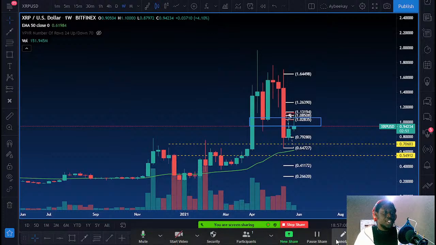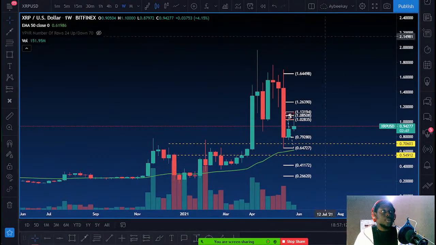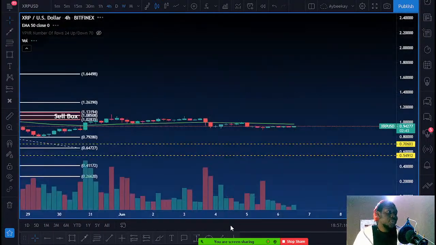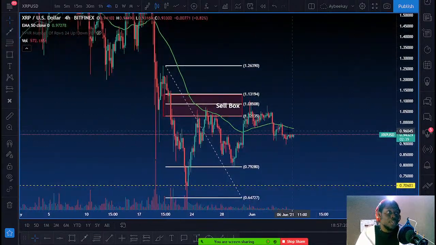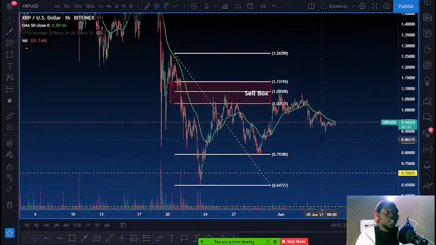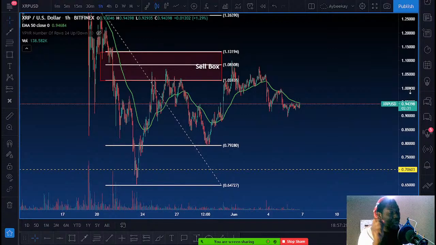Ooh, where's my annotation? Because I do not want that chilling there. There we go. Okay, so 4 hour time frame. Yeah, keep selling it because, like I said, it's under the 4 hour EMA. 1 hour 50 EMA, it's gone. So not 1 hour EMA, 50 EMA. Just wanted to clarify that. Or 4. You guys know what I mean.